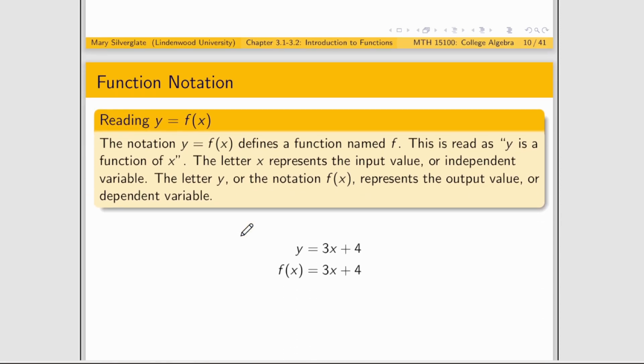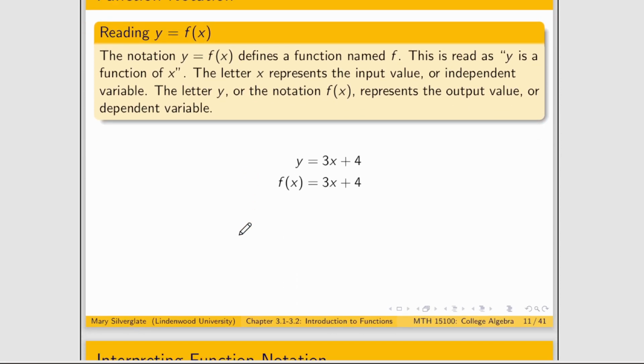So let's go over this function notation just a wee bit more. If I have the notation y equals f of x, I'm defining some sort of function f. I read this notation as y is a function of x. That means I predict y by inputting an x. X is your input, also known as an independent variable in some places. Y is your output, also known as a dependent variable.